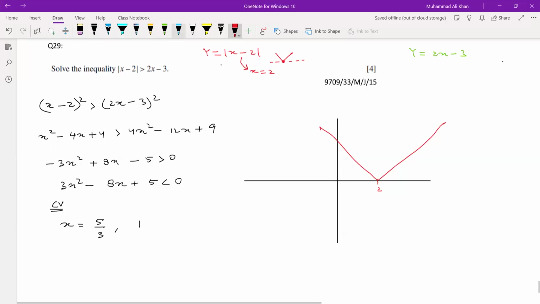This one is a straight line. For the straight line, when x is 0, y is minus 3. When y is 0, x is 3 upon 2, which is 1.5. I am writing 1.5. Tell me, how much is 5 upon 3?